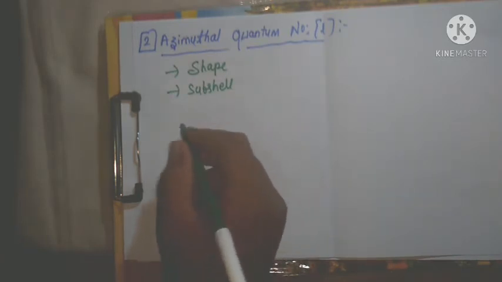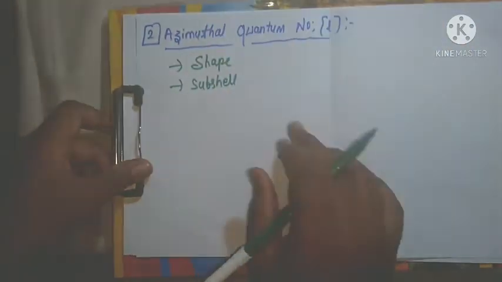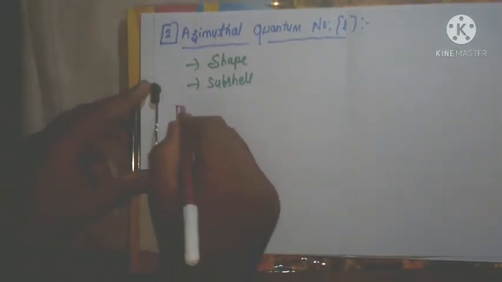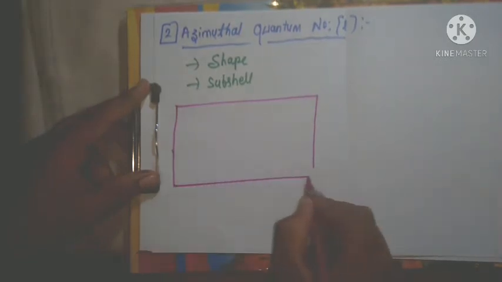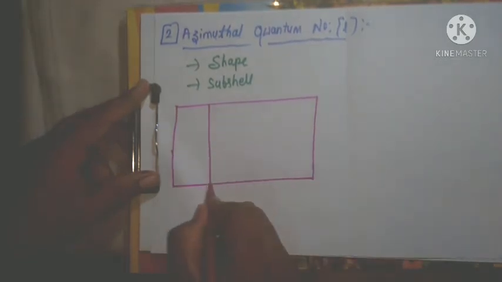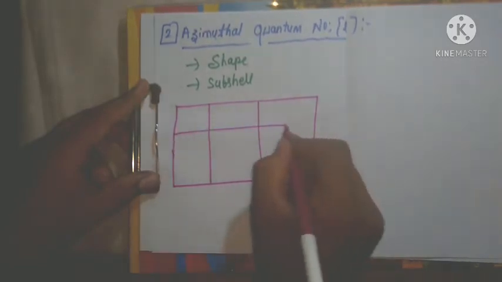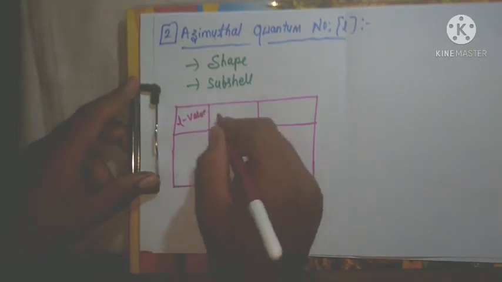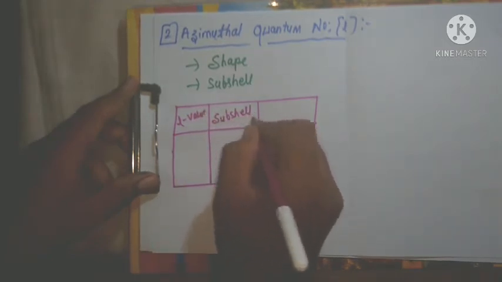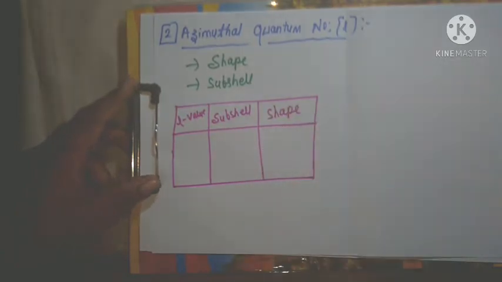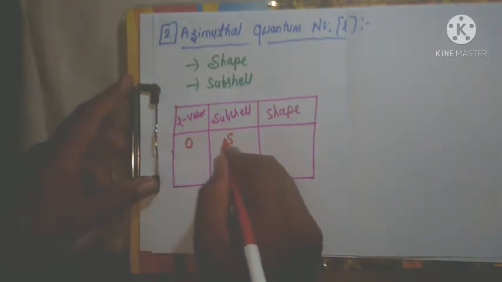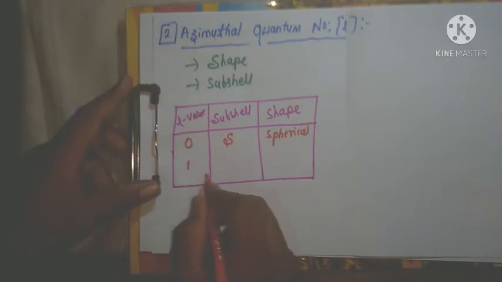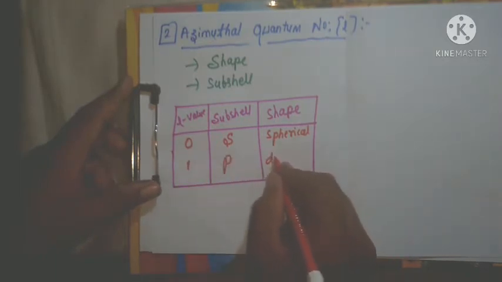Now, how the shape is identified and how the subshell is identified, for this I will give one best table, right? We will draw that first. Here I will take the l value, here the subshell, and here I will write the shape. If the l value is 0, that subshell is the s subshell, and the shape is spherical. Already we have studied, right? If the l value is 1, then it is the p subshell, and the shape is dumbbell.